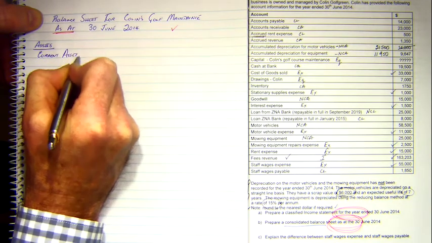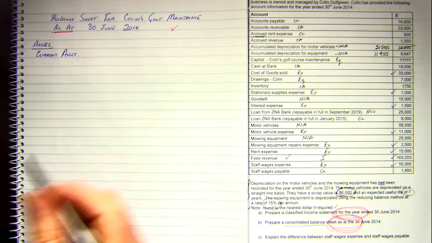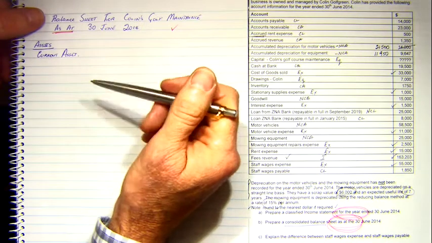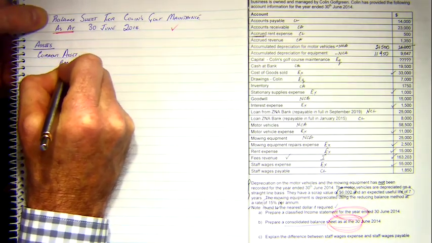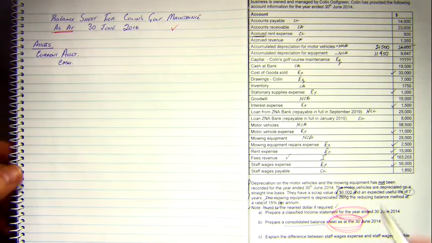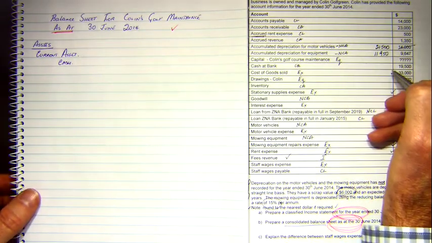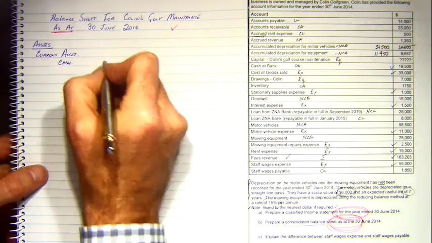What's the first current asset that I need to put in? Cash. Why? Yeah, that usually stops people. Usually it's because I'm doing it in order from most liquid to least liquid. So cash. And how much is my cash? Cash is 19,500.